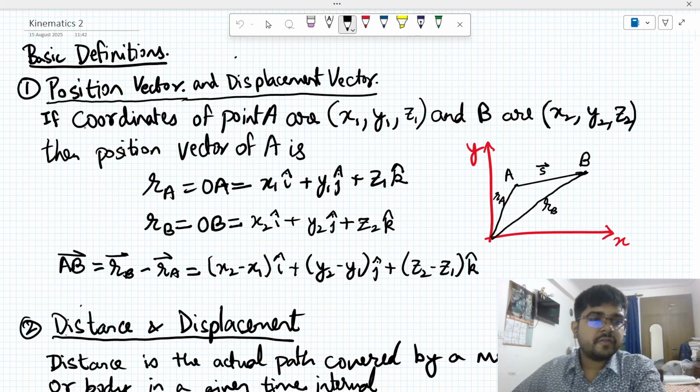If the coordinates of point A are x1, y1, z1 and B are x2, y2, z2, then the position vector of A is Ra.